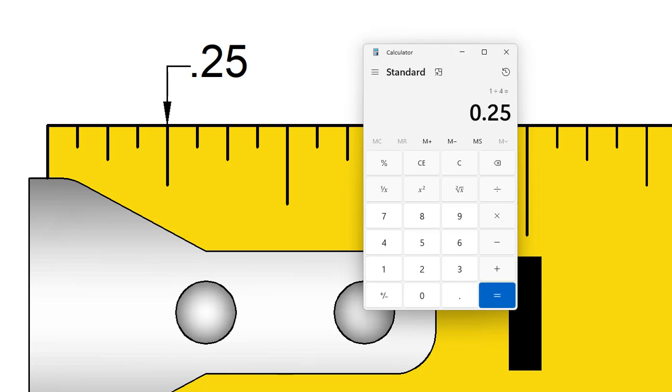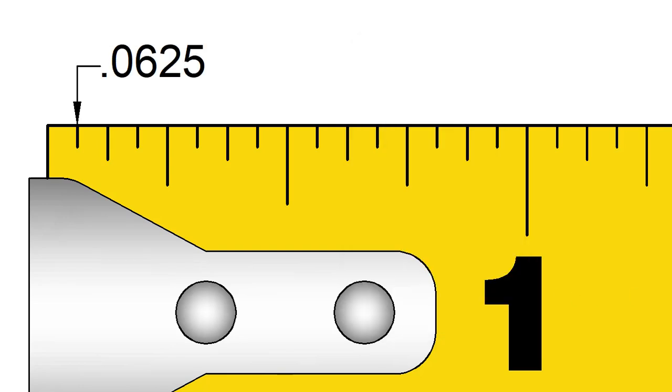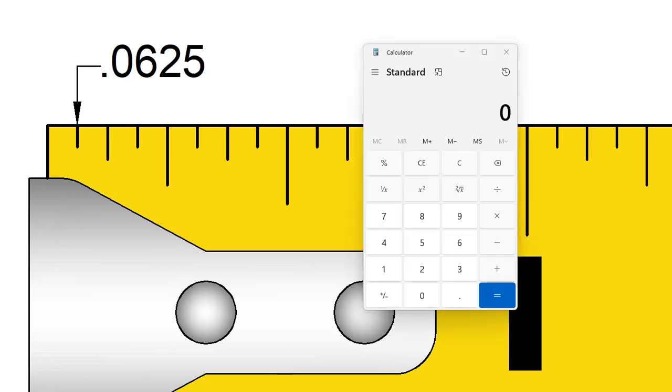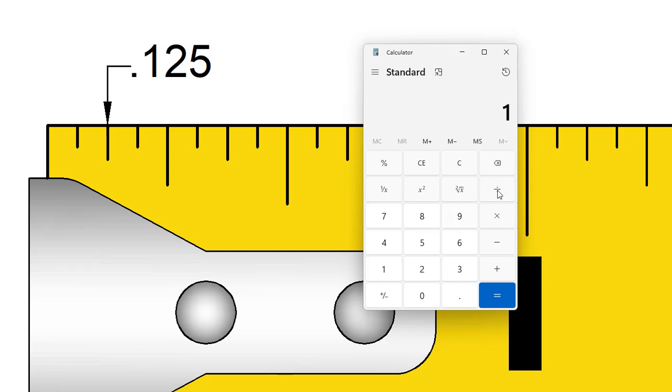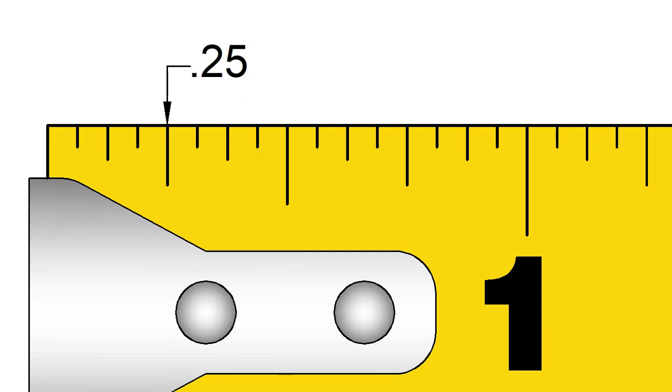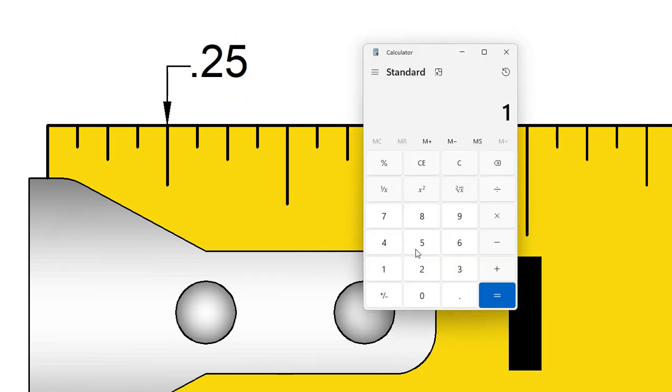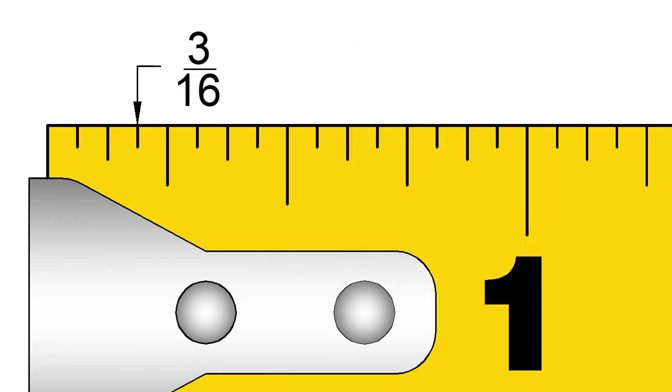Now let's look a little closer. 1/16 of an inch is equal to 0.0625 inches. 1 divided by 16 equals 0.0625. 1/8 of an inch equals 0.125 inches. 1 divided by 8 equals 0.125. 1/4 of an inch is equal to 0.25 inches. 1 divided by 4 equals 0.25. You can do this with any fraction that is on the tape measure.